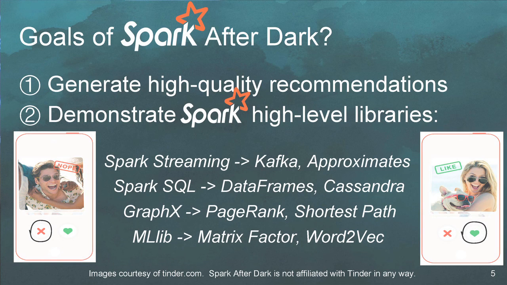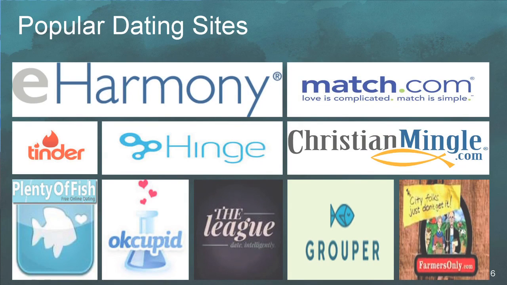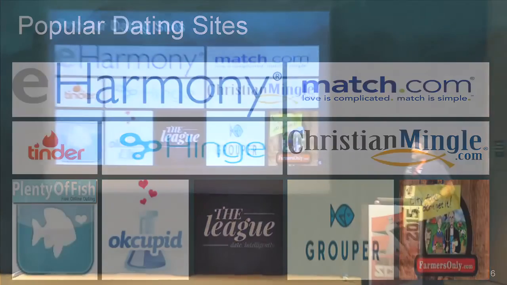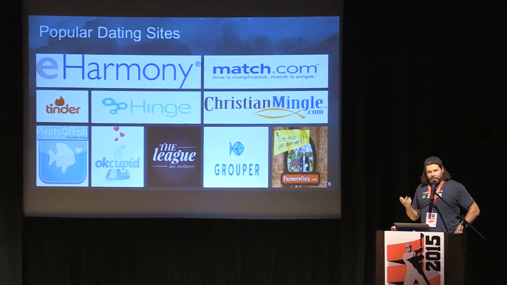The whole point here is to generate high quality recommendations, which we just did, and also demonstrate Spark Streaming, GraphX, some of the more popular libraries, and some of the integrations, Cassandra, Elasticsearch. Among popular dating sites, my favorite is Farmers Only. I'm not sure if you guys have heard of that. It says city folk just don't get it. They've had commercials for like 2 years, and I finally looked it up, and it's a real site.